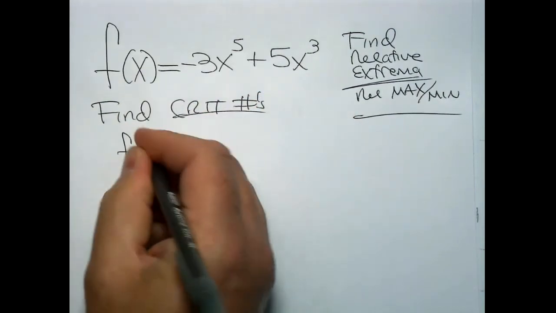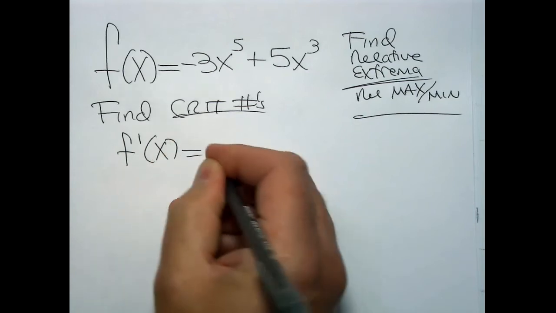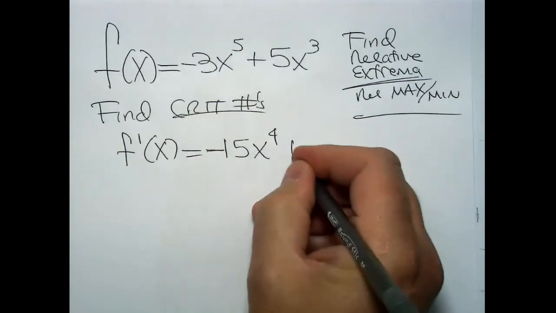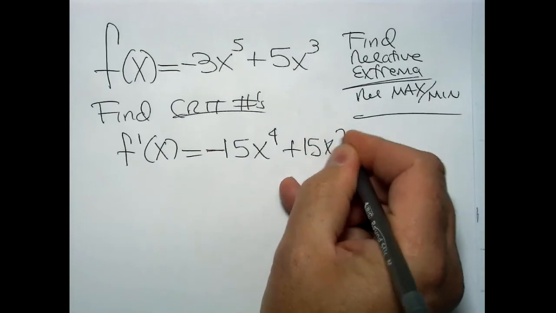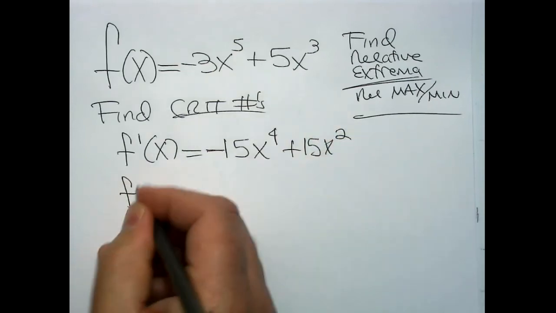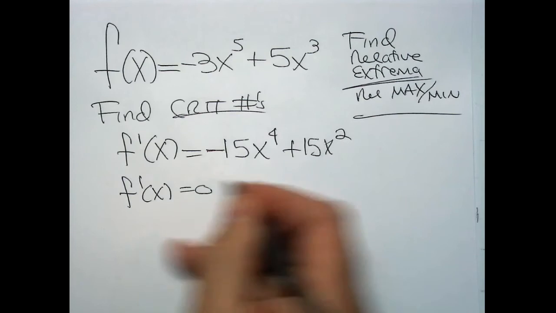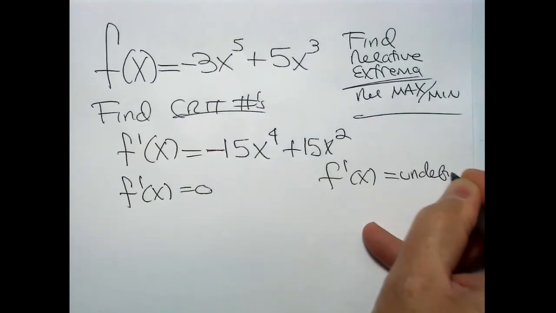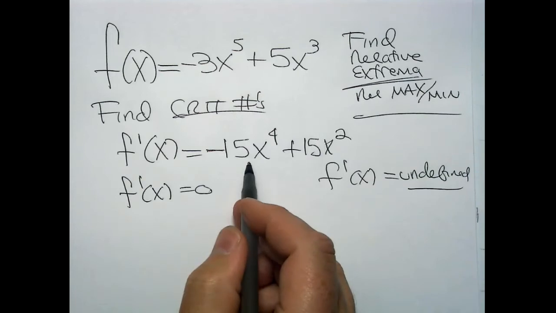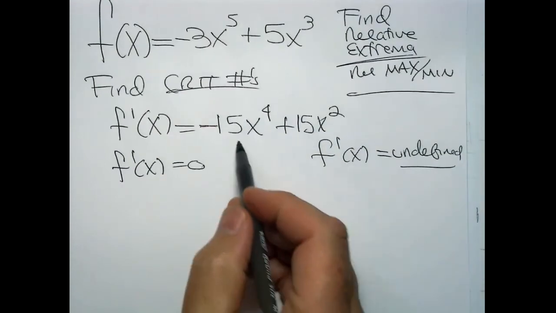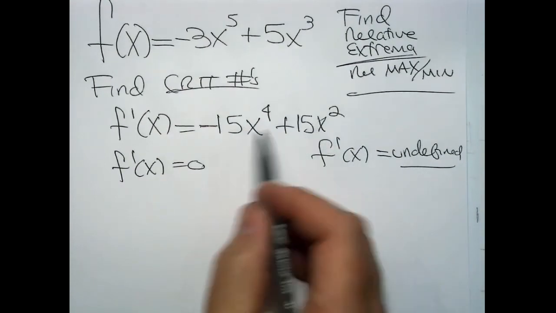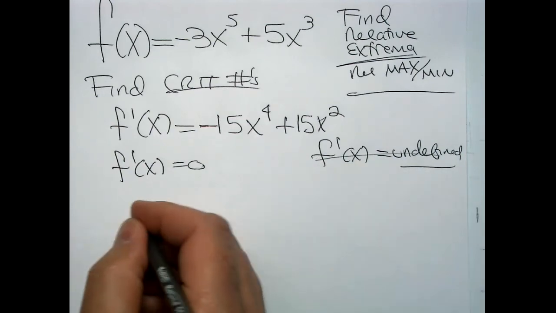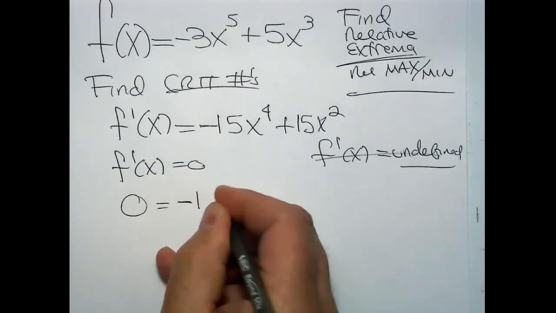To find your critical numbers, first of all, you need f prime, which is negative 15x to the fourth plus 15x squared. And then you want to set f prime equal to 0, and you also want to find out when it's undefined. I don't think f prime is ever going to be undefined because it's not even a fraction, no square roots, no division. This isn't going to happen, so we don't really need to do that here. So let's set f prime to 0.